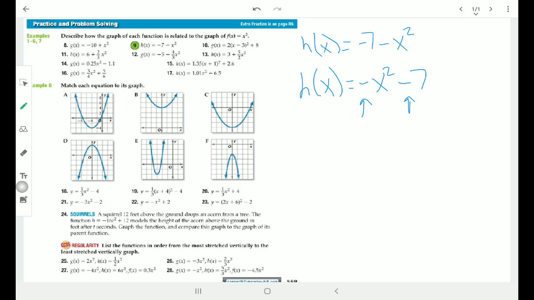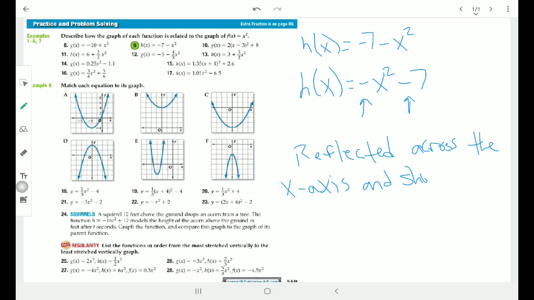It's essentially being flipped over the x-axis, or reflected across the x-axis, and shifted 7 units down. Okay, so reflected across the x-axis and shifted 7 units down. Or you could say translated 7 units down. Either one would work. Okay.